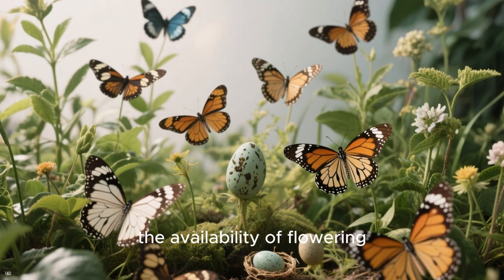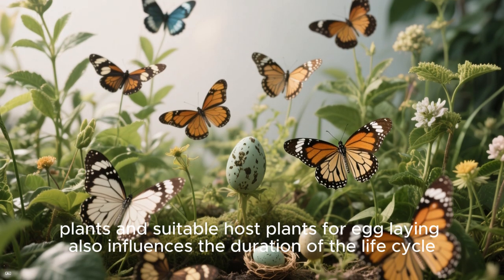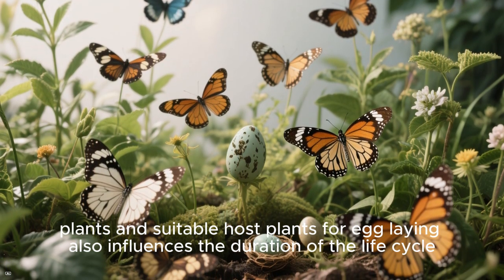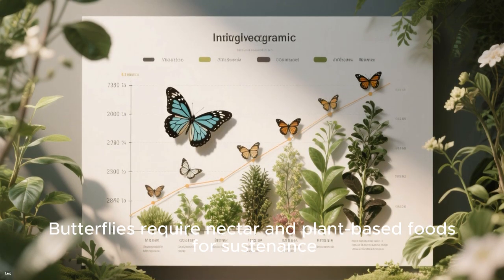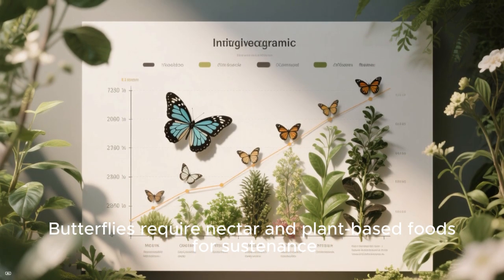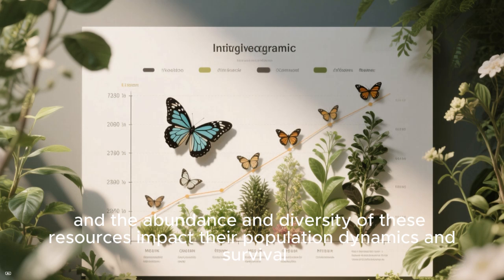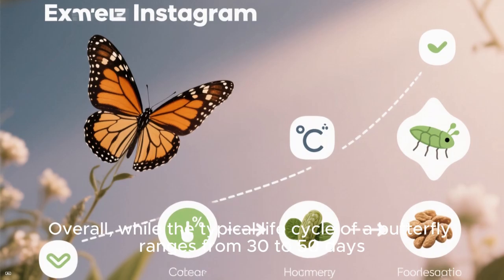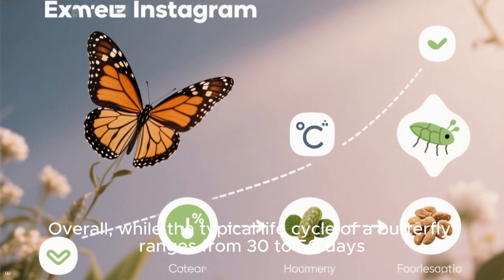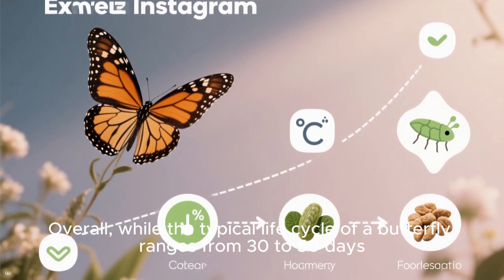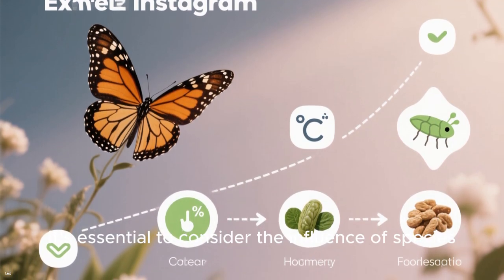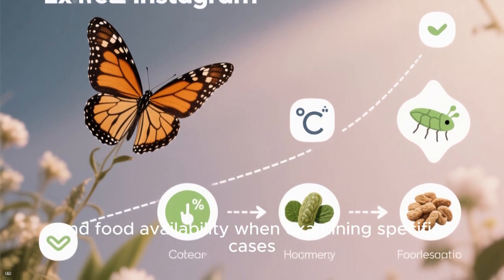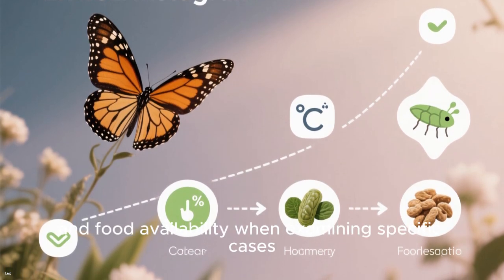Additionally, the availability of flowering plants and suitable host plants for egg laying also influences the duration of the life cycle. Butterflies require nectar and plant-based foods for sustenance, and the abundance and diversity of these resources impact their population dynamics and survival. Overall, while the typical life cycle of a butterfly ranges from 30 to 50 days, it's essential to consider the influence of species, temperature, humidity, and food availability when examining specific cases.